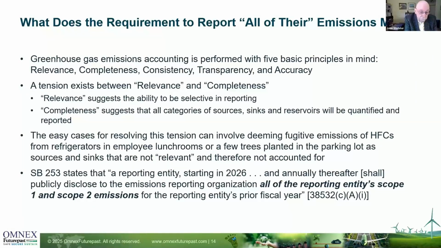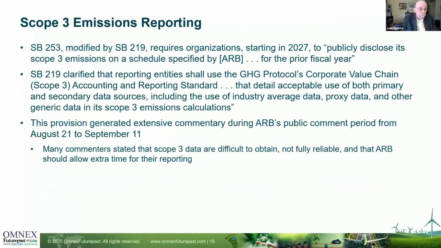But starting next year, you'll have to report the Scope 1 and Scope 2 emissions from the previous year. That means 2025 emissions. And starting in 2027, which means that the data gathering will be in 2026, Scope 3 emissions are going to be added to what you must report for the prior fiscal year.